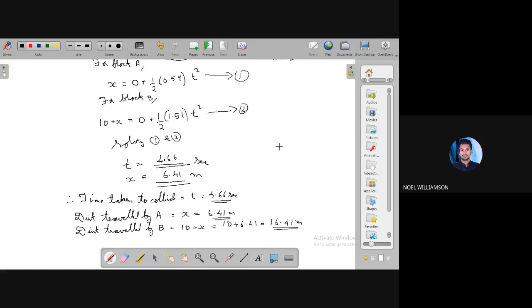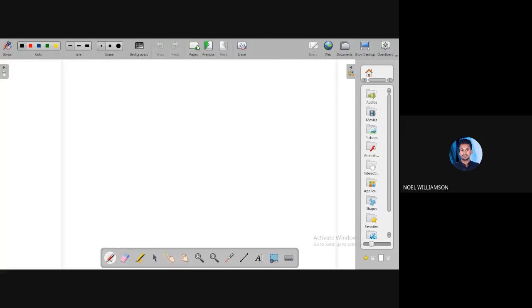Okay, so we'll move to the next question on the next topic. Motion of connected bodies. Now we can consider the motion of connected bodies.